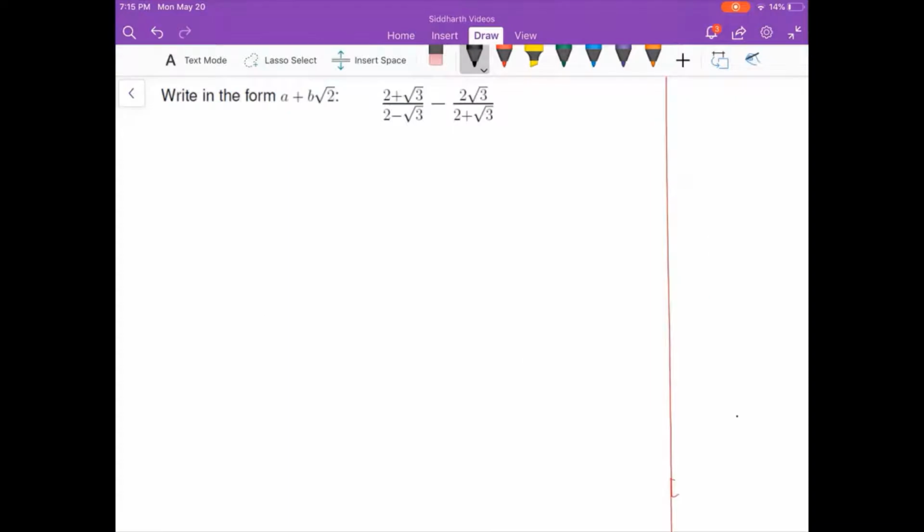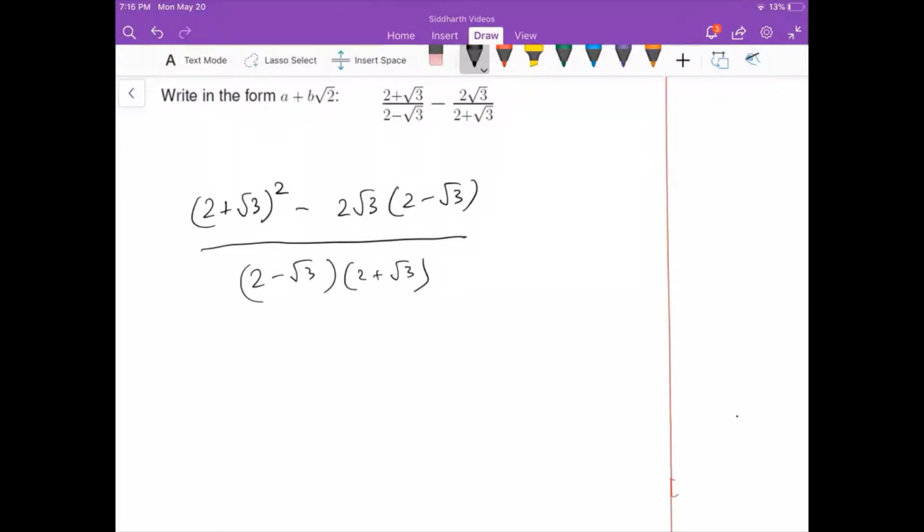This problem is similar to the previous problem. To simplify this, let's take the LCM and simplify this expression. Looking at the denominator, we observe that it is in the form of a plus b into a minus b, which is the same thing as a square minus b square. The denominator can be written as 2 squared minus root 3 squared, which is 1.